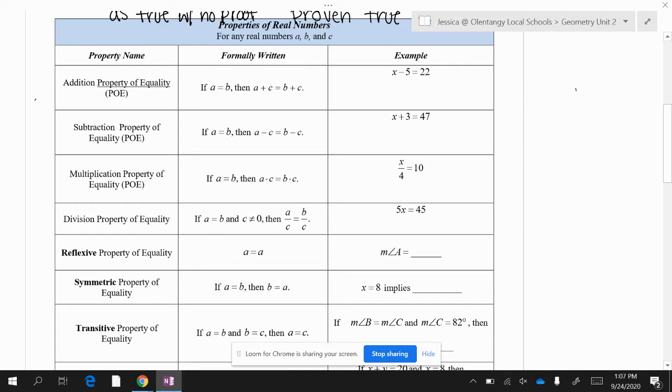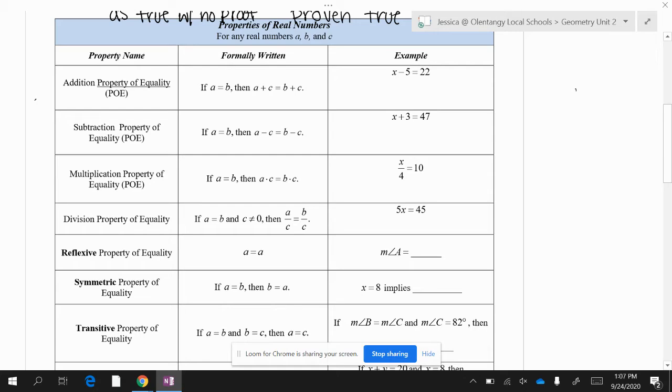So for example, the addition property of equality. I reference that as POE a lot. That just means it stays equal. So it's not changing the equation at all. So for example, if A equals B, then A plus C equals B plus C.